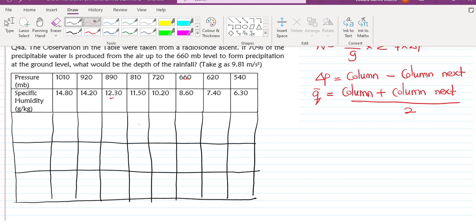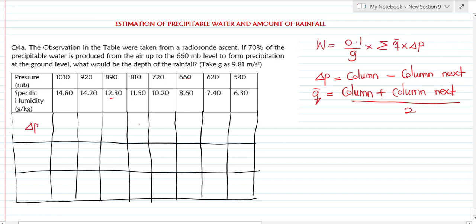All right, so this is a table. This is going to be the change in pressure, this is going to be the average specific humidity, and this is going to be the product of the change in pressure and the average humidity. So just as I indicated, it's going to be 1010 minus 920, the column that you find yourself minus the next column. Let's put them down.